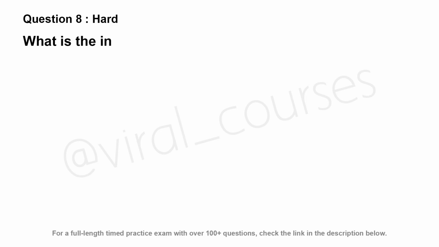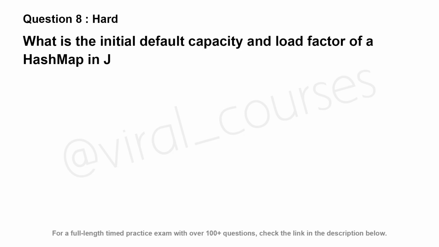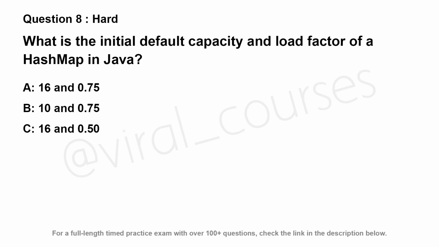What is the initial default capacity and load factor of a HashMap in Java? Option A, 16 and 0.75. Option B, 10 and 0.75. Option C, 16 and 0.50. Option D, 32 and 0.75.